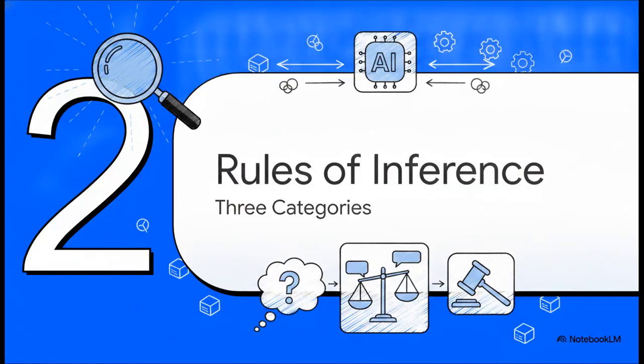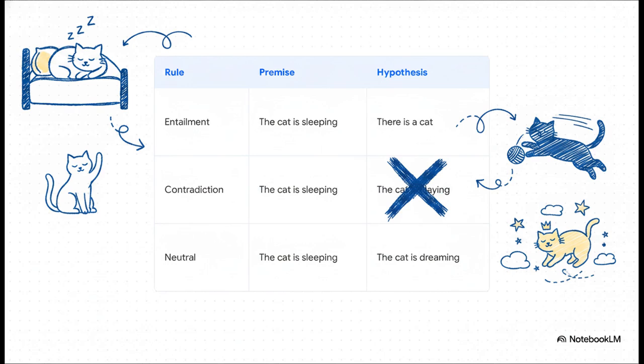Moving on to part 2, 3 rules of inference. Now, every good detective needs a framework, right? We're going to use a super simple, relatable example here of a sleeping cat. Applying the exact same premise to 3 different hypotheses gives us our 3 core categories: entailment, contradiction, and neutral. Let's break down exactly what the AI is thinking in each of these scenarios.